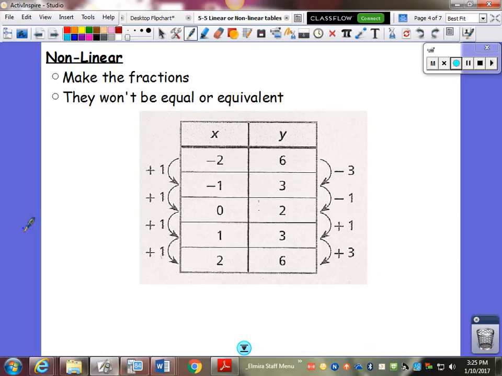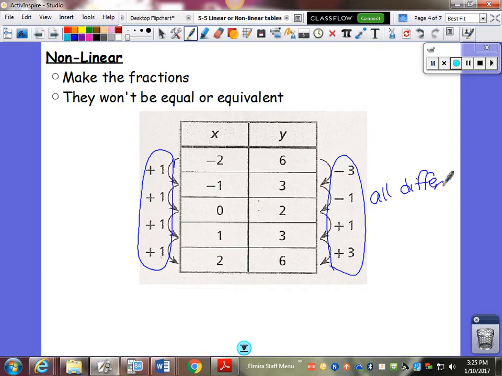All right, so how do you tell if something is nonlinear? Well, the easiest version is you'll have one side that consistently counts by a number. It could be the x side, could be the y side. And then the other side, these will be all different. You could even have some of them the same, but if they're not all the same, then it doesn't count. Okay? All the same is what matters.